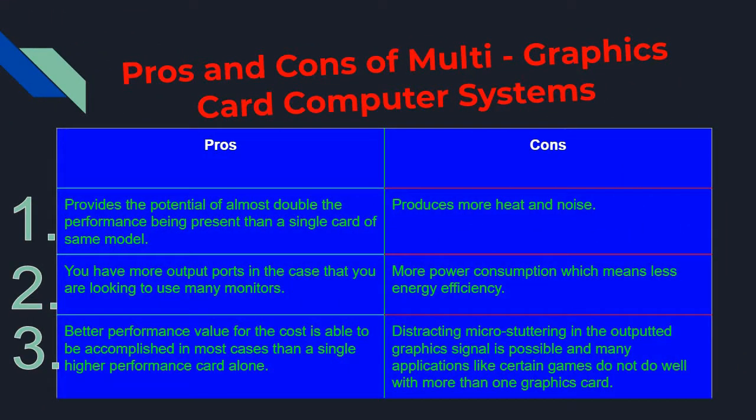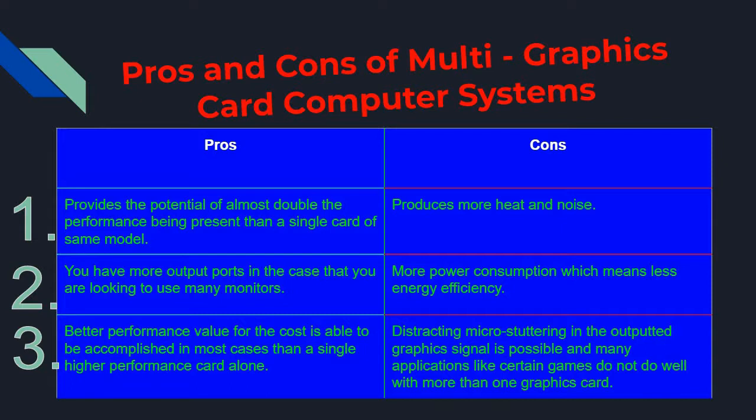Now let's get into the pros and cons of multi-graphics card computer systems. If you have a multi-graphics card computer system, then you're going to be dealing with these simple basic pros and cons. The cons is going to produce more heat and noise. You're going to have more power consumption, which means less energy efficiency, and there is the possibility of some distracting micro stuttering within the outputted signal, and certain applications like some games don't do well with having more than one graphics card. Now for the pros.